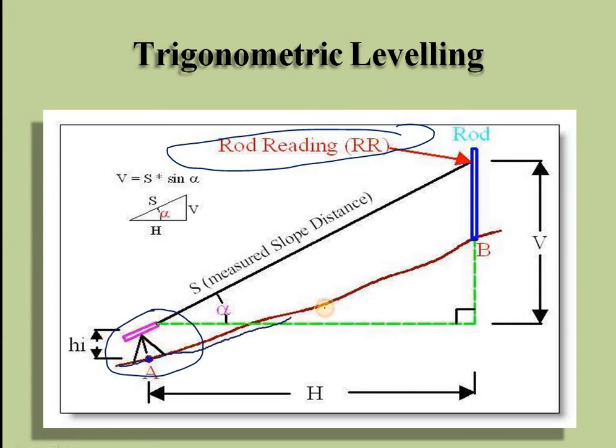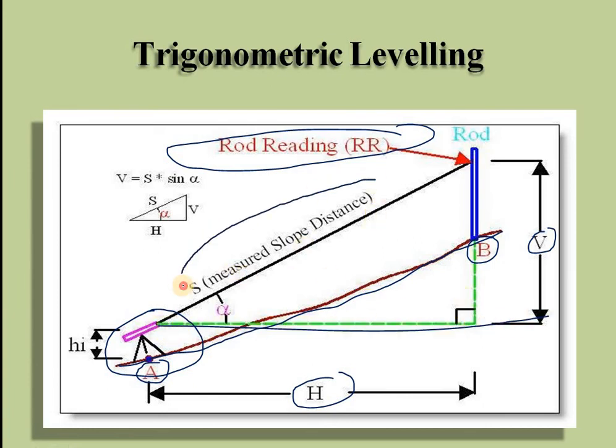The red color line here is our ground level from station point A to B. This is known as H, the horizontal distance from the center of the point to the instrument or the structure. This is V, from the instrument height to the bottom of the center of the line of collimation of the instrument, and S is the measured slope distance.